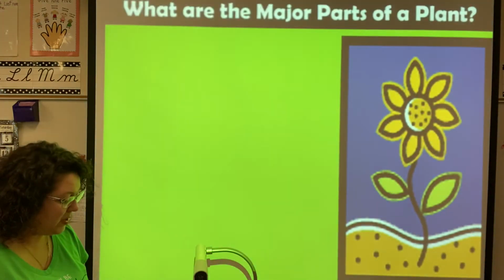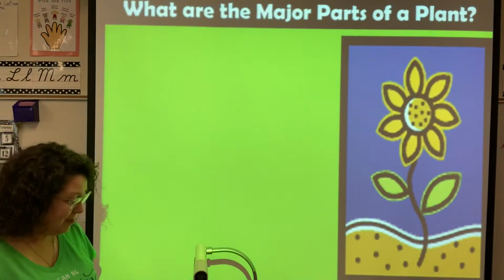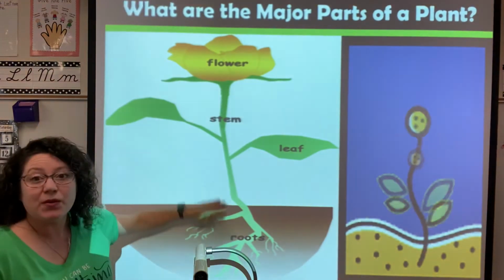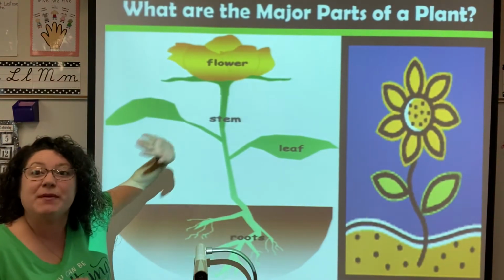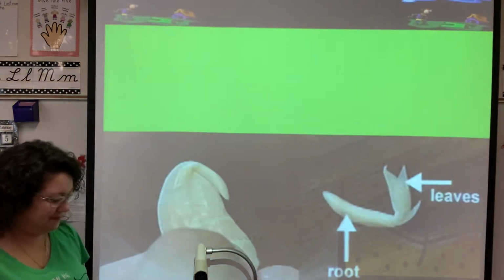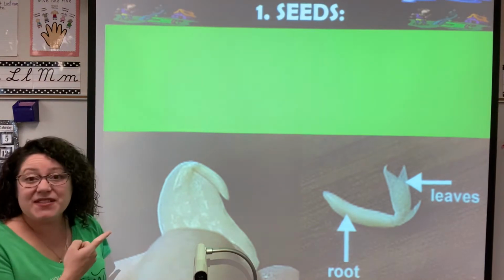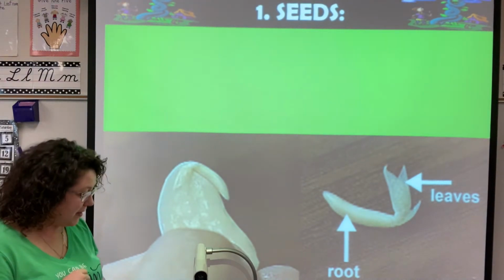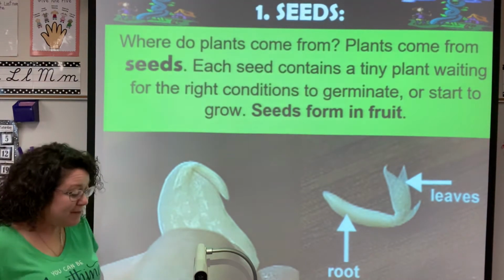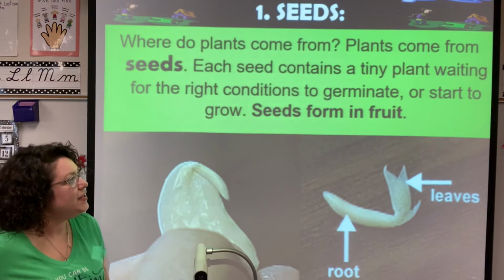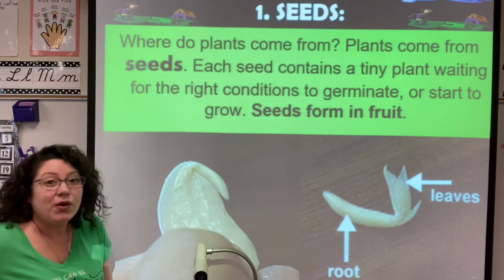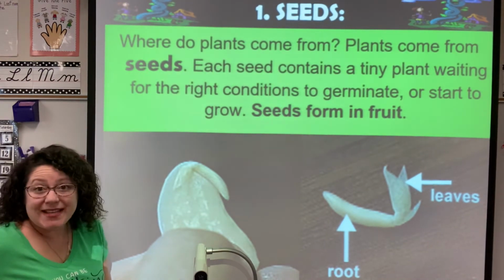Okay? So again, review major parts of the plant. The flower, the stem, the leaf, and the roots. This is again a diagram. It's showing the parts. Flower, stem, leaf, roots. It didn't have seeds on there like our diagram yesterday, but we're going to talk about them today. Where do plants come from? Plants come from seeds. Each seed contains a tiny plant waiting for the right conditions to germinate, or start to grow. Seeds form in fruit.